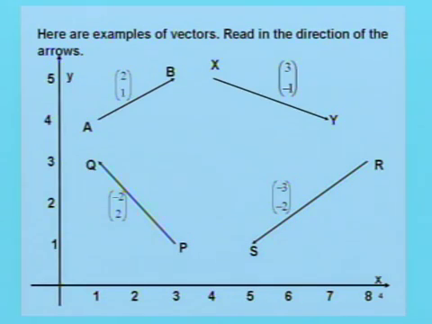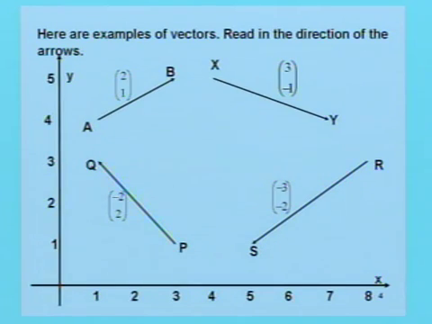Vector RS is the vector (-3, -2). That is, starting at R and moving to S, we move -3 units, that is, from R 3 units to the left and then 2 units down. So vector RS is equal to (-3, -2).